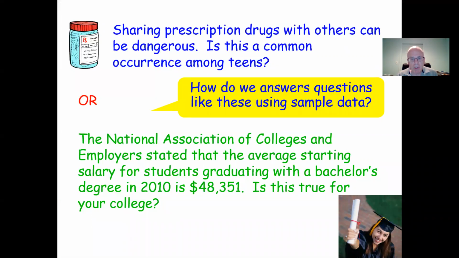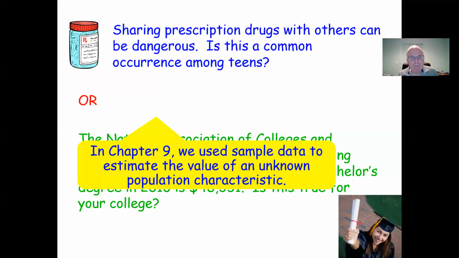All right, so these are the types of questions that we can ask. We're going to use sample data to answer them. And today, again, we're going to strictly look at the theory behind hypothesis testing, so you have an idea of what it is and why we do it. And then we'll be doing the 2 types of hypothesis tests on Wednesday and also next Monday.